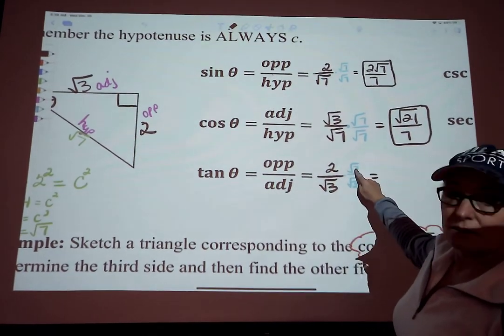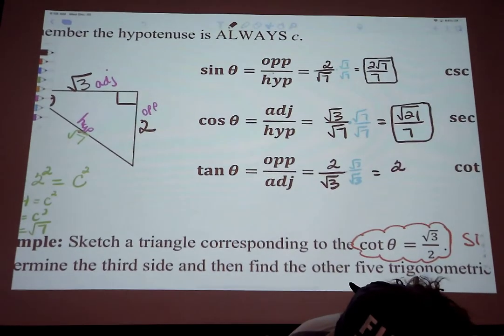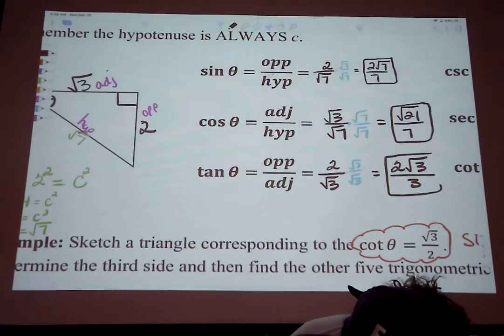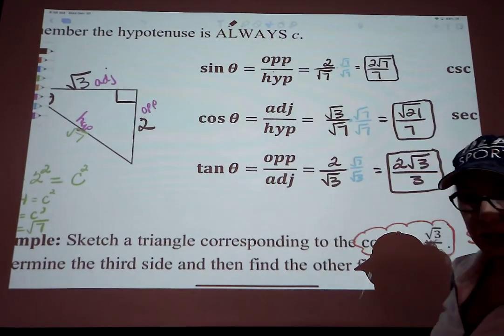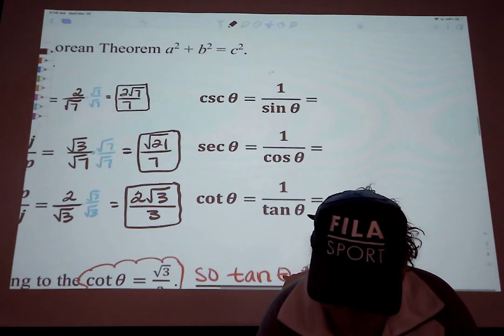Outside, inside, not allowed to multiply. So it's 2 radical 3 over 3. There you go. There's your tangent fraction, your tangent ratio. Now, let's work on the other 3.